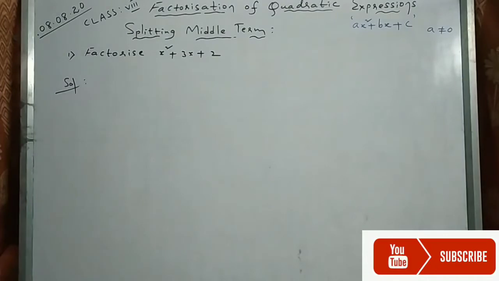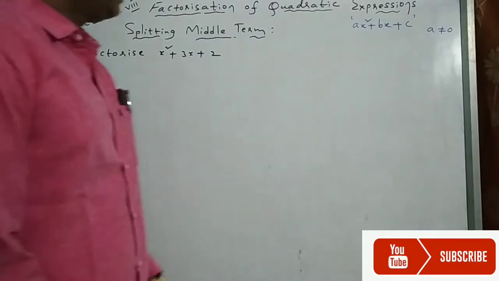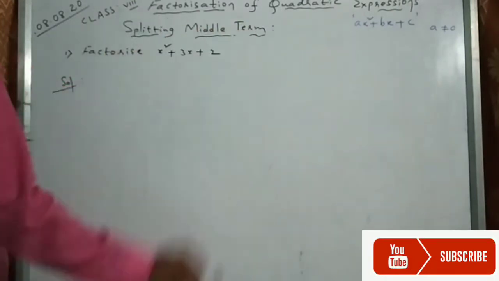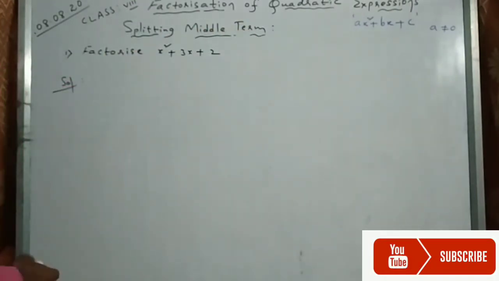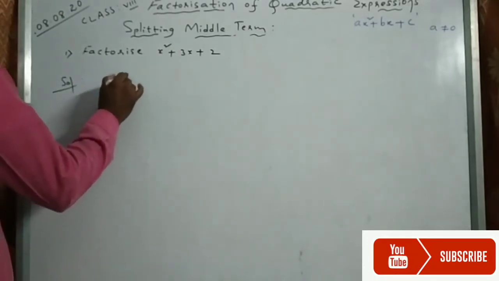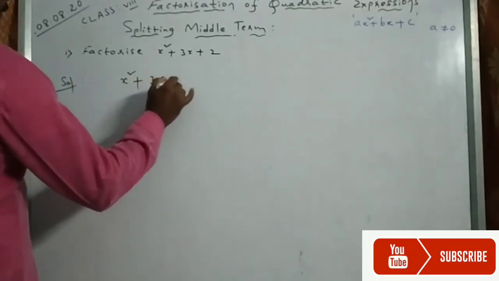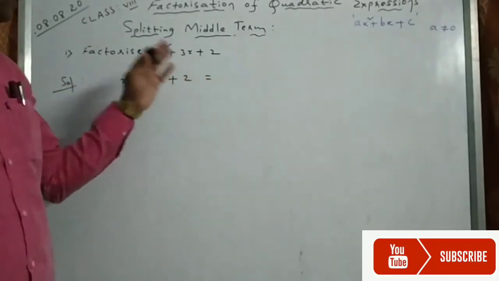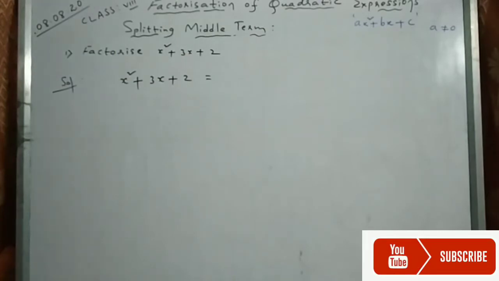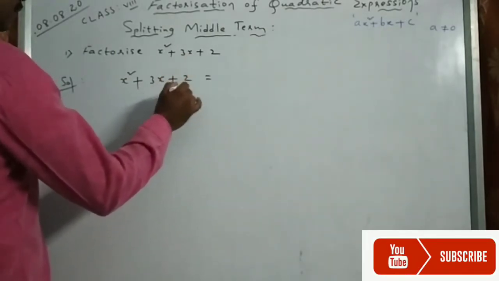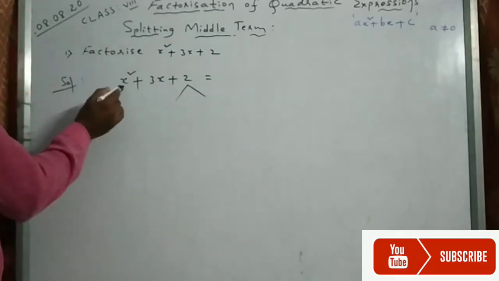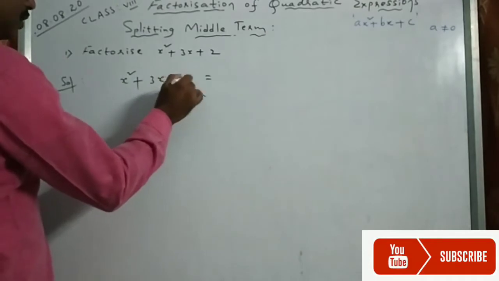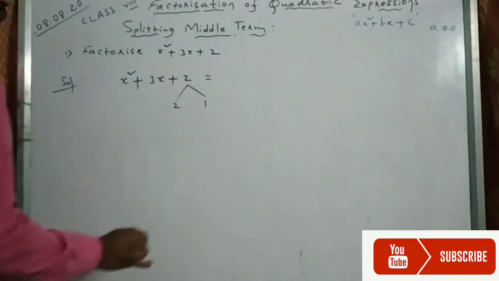So today we will see how to factorize such type of quadratic expressions by using splitting middle term. Very easy method if you understand. Listen carefully. Okay, x square plus 3x plus 2, it is an expression, right? Now what are the factors of 2 here? Since the coefficient of x square is 1, we need not take it, so take 2 directly. 2 ones are 2, right?